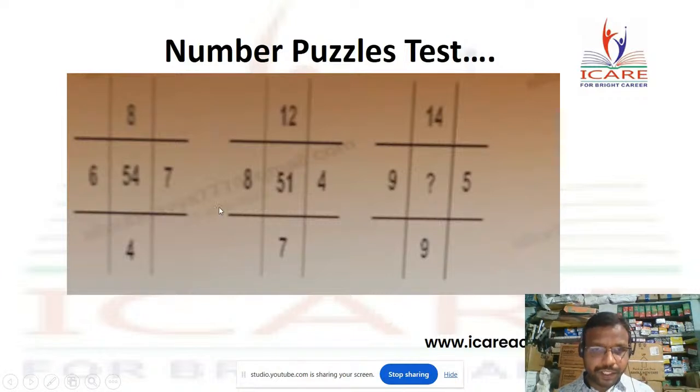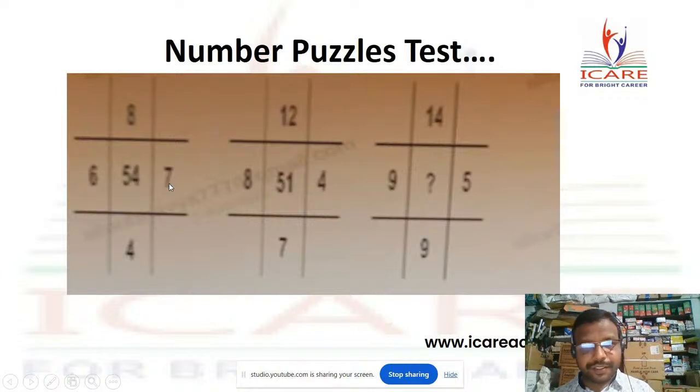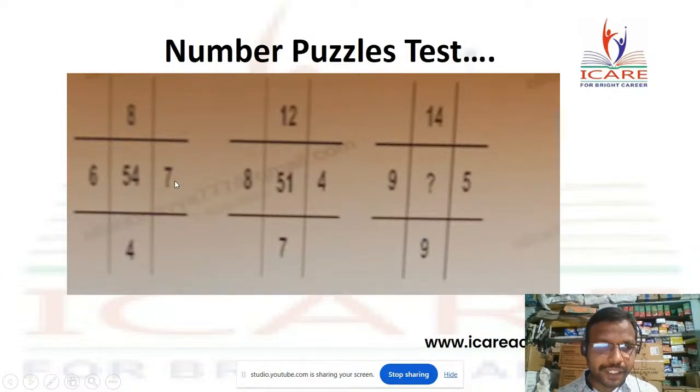So if you observe clearly, the left side and right side numbers: 6 7s are 42. Please listen. 6 into 7, 6 7s are 42. 42 plus 8 is 50, 50 plus 4 is 54.